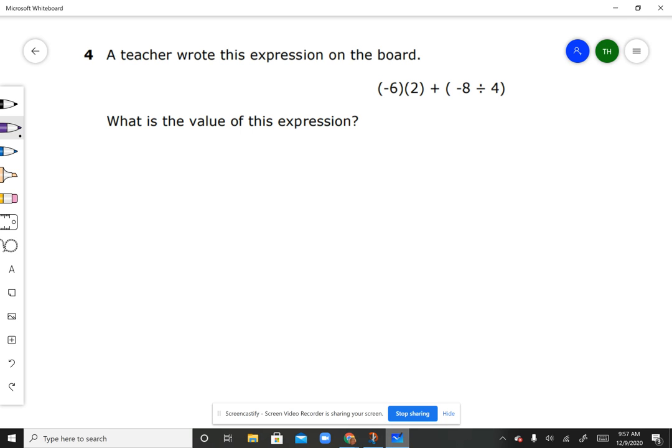A teacher wrote this expression on the board. What is the value of this expression? The first thing I always do is rewrite it in my handwriting, making sure I copy it down exactly the way it shows so that I have more room to work.